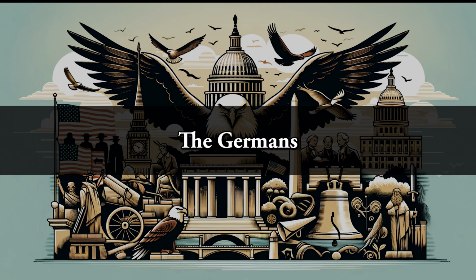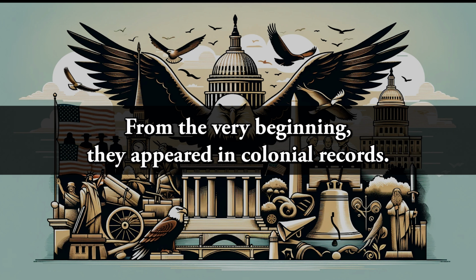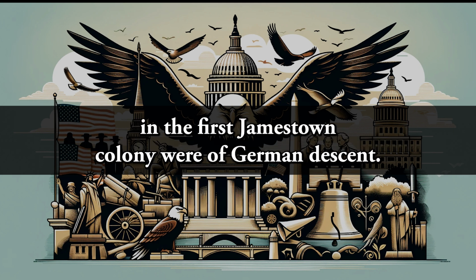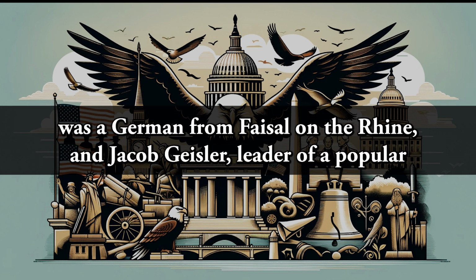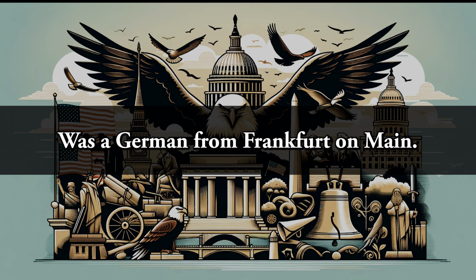The Germans. Third among the colonists in order of numerical importance were the Germans. From the very beginning they appeared in colonial records. A number of the artisans and carpenters in the first Jamestown colony were of German descent. Peter Minuit, the famous governor of New Netherland, was a German from Wesel on the Rhine, and Jacob Leisler, leader of a popular uprising against the provincial administration of New York, was a German from Frankfurt on Main.